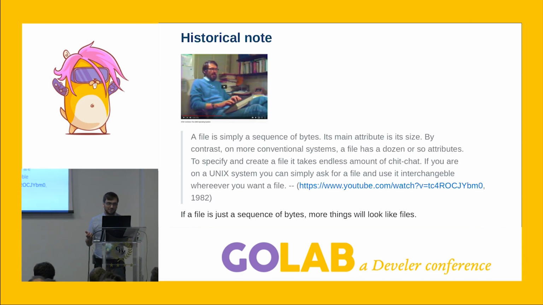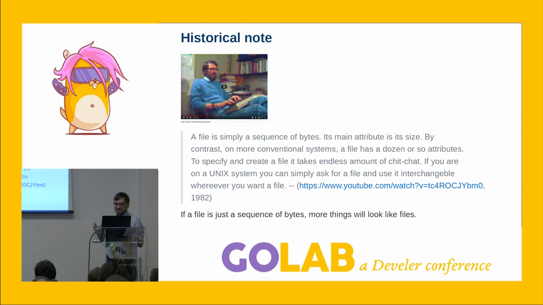Just a historical note on this file idea. There's a very nice documentation from 1982 about Unix. And there are some interviews, and in one, a file is described. I'll just read one or two sentences. A file is simply a sequence of bytes. Its main attribute is its size. By contrast, on more conventional systems, a file has a dozen or so attributes. To specify and create a file, it takes an endless amount of chit-chat, and so forth.